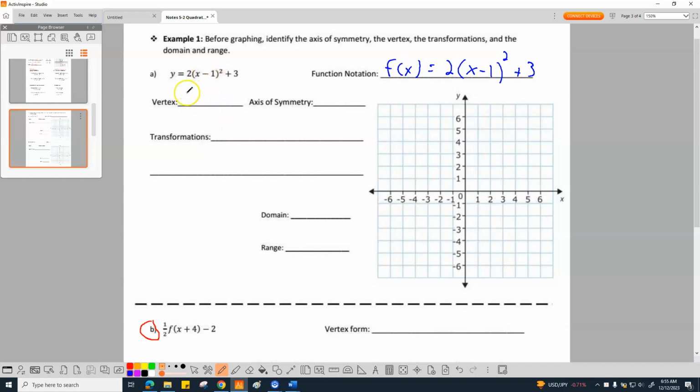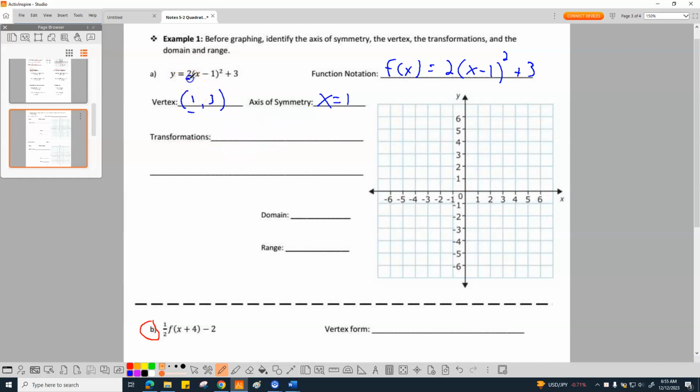The vertex in this, remember, our x's always lie, so this is a positive 1 here, and then our 3 is going to tell the truth, so we're good here. Our axis of symmetry is x equals 1, and I'm getting that from this right here, underneath here.